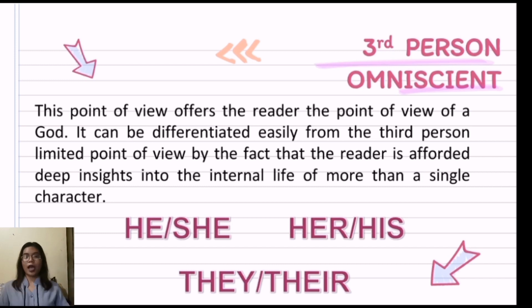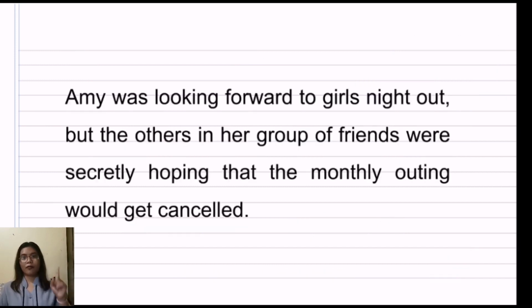For an example, Amy, which is our first character, was looking forward. So you can see that Amy has shown her feelings in the sentence. We have the insights of Amy. Amy was looking forward to girls' night out, but the others, the second character, in her group of friends were secretly hoping that the monthly outing would get cancelled. So we have two different characters with their insights and feelings in a sentence.